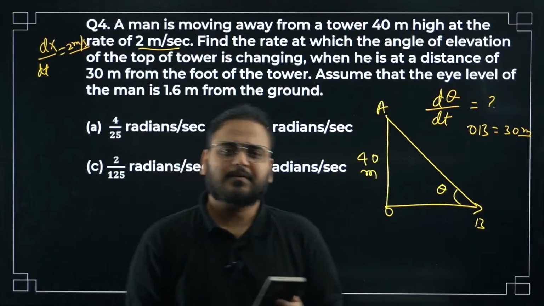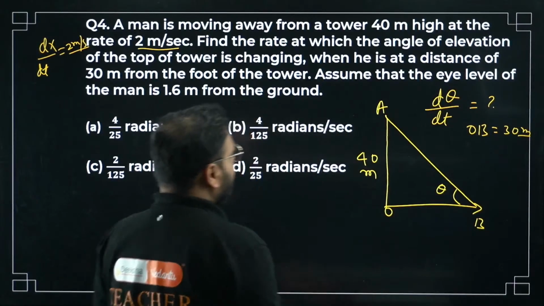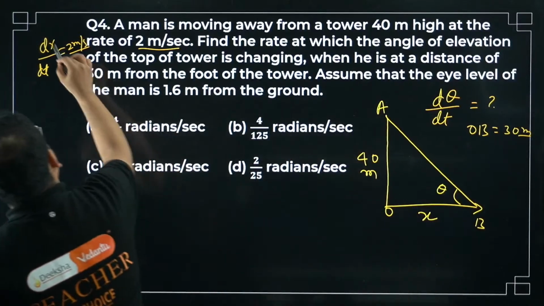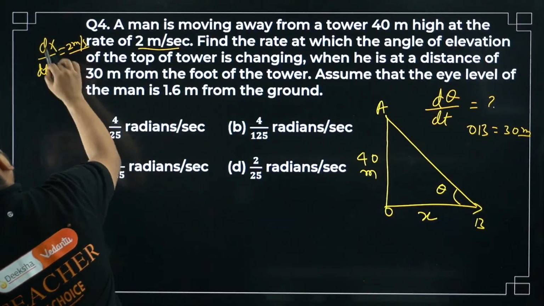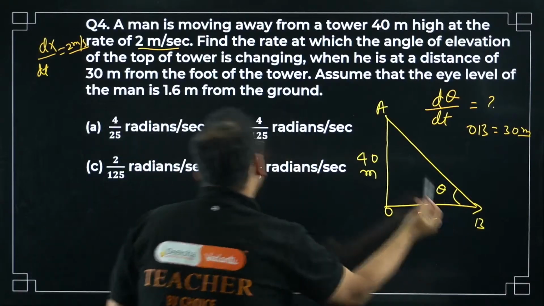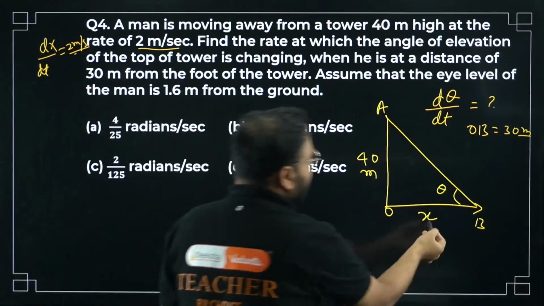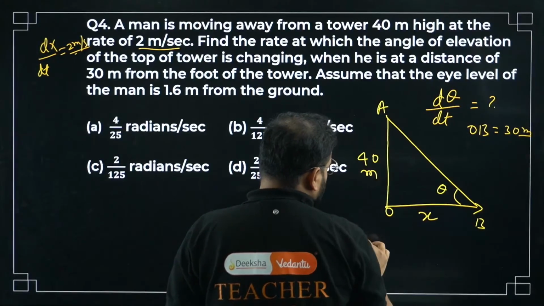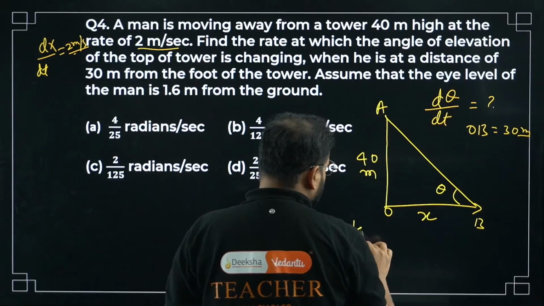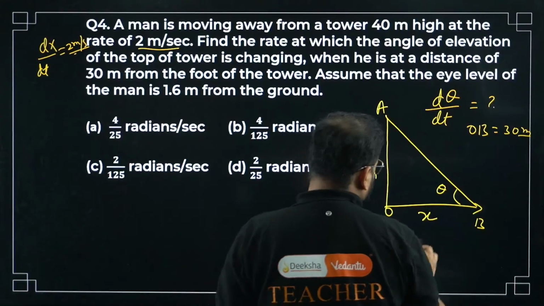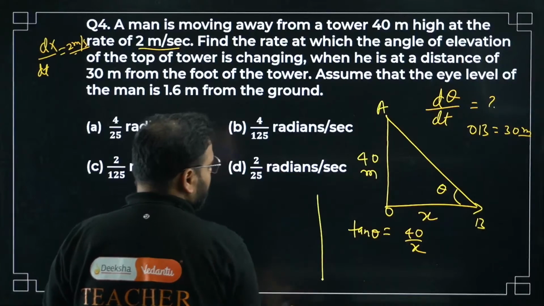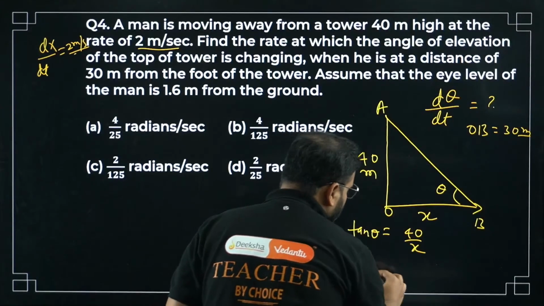Should I give you this as homework? It's a fun question. If you want, I can help you a little bit. Take this as x. Why x? Because think about this: they've given the change in the parameter, this movement OB, as 2 meters per second. So I can take this as x. Tan theta equals 40 by x. Agreed?